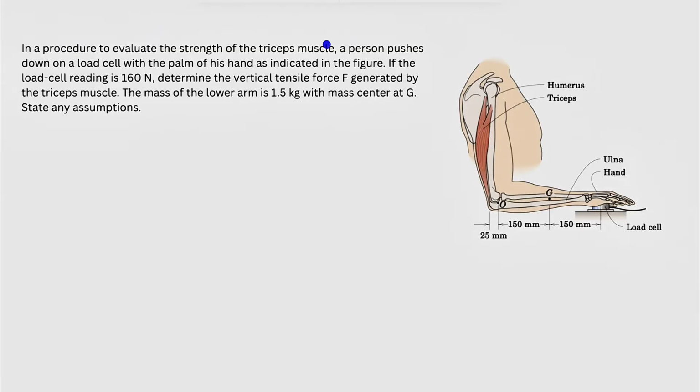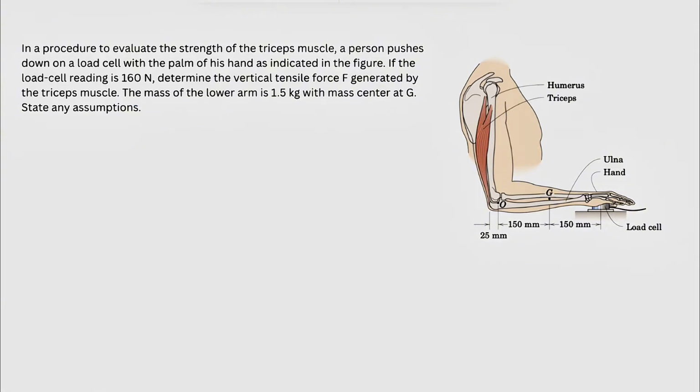Engineering Mechanics. And in this one, in a procedure to evaluate the strength of a tricep muscle, a person pushes down on a load cell with the palm of his hand. So we're talking about this part, where the load cell reading is 160 newtons. The question is asking us to determine the vertical tensile force F generated by the tricep muscle.